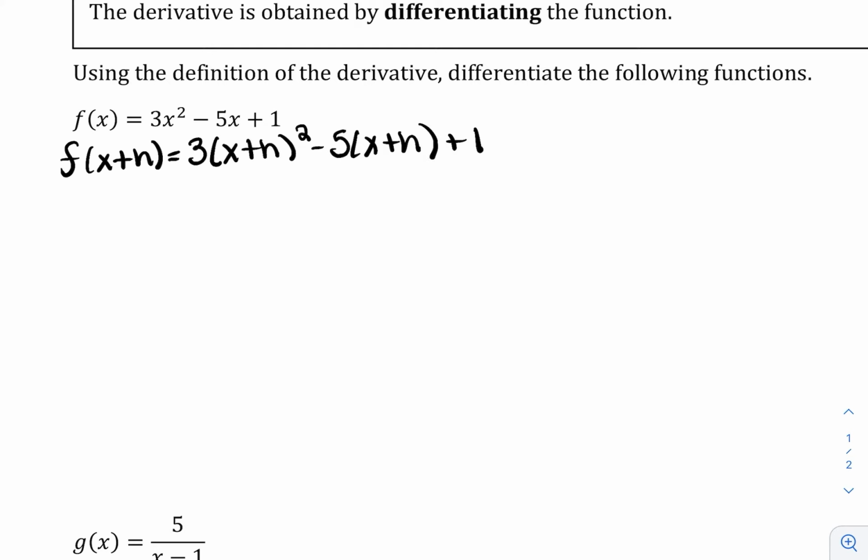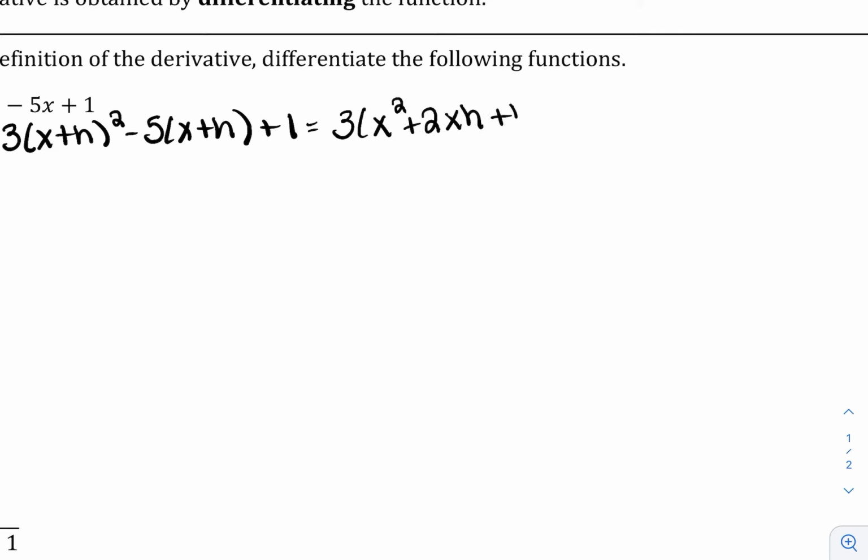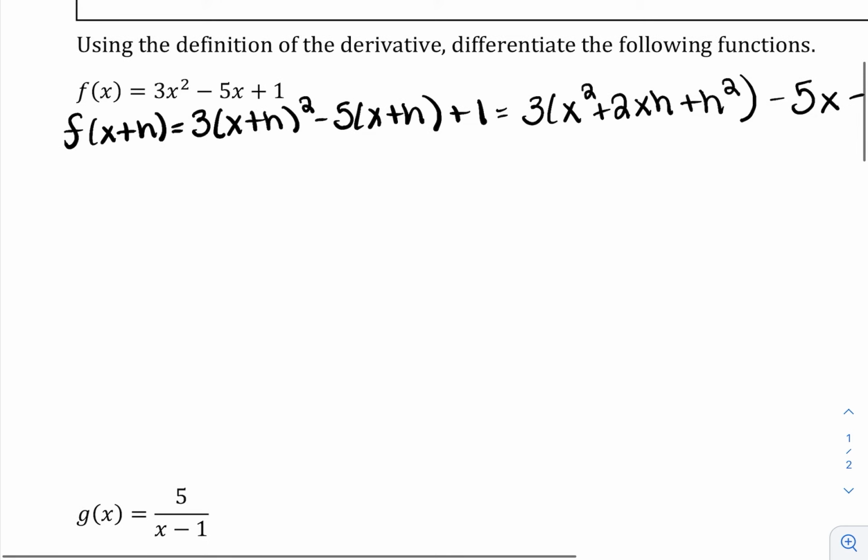And then I need to simplify this. I'm going to FOIL out, because remember, this means x plus h times x plus h. You can't distribute the squared. We saw that last time too. So it becomes x squared plus 2xh plus h squared. I'm going to distribute the 5. Don't forget that the x goes with it, that the negative goes with it. I was fixing my mistake. And then we're going to distribute the 3.